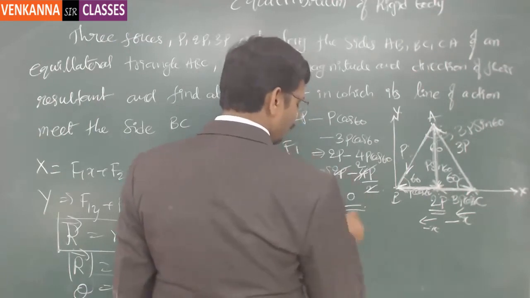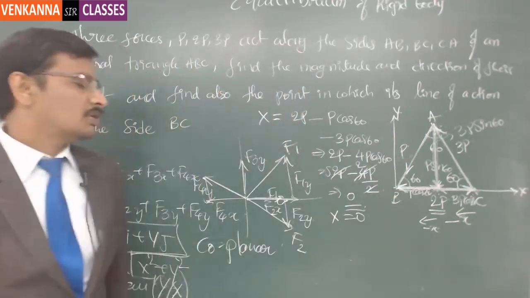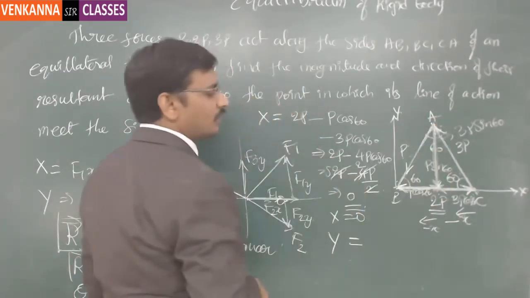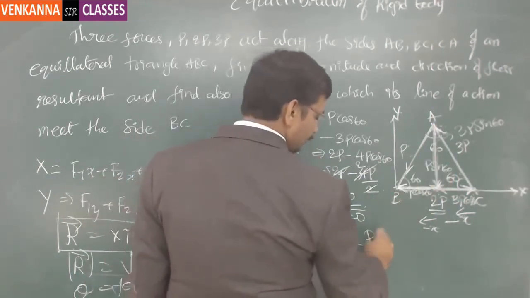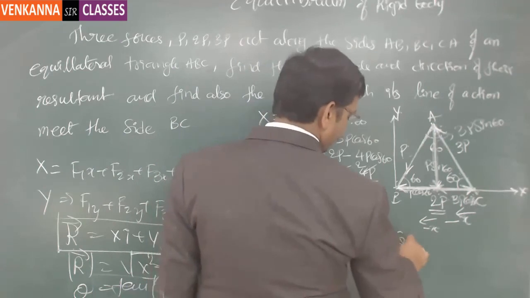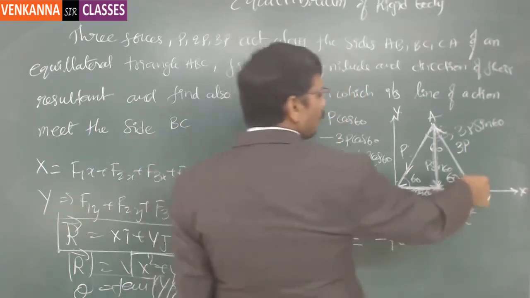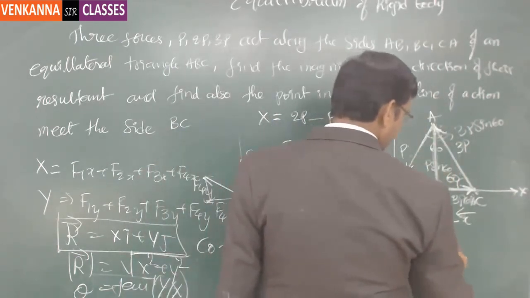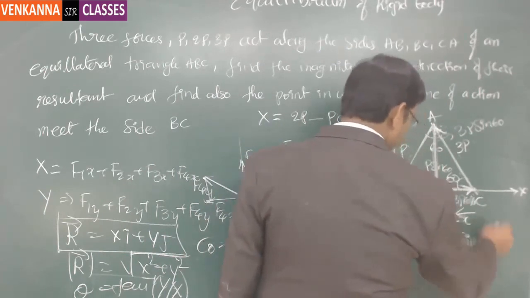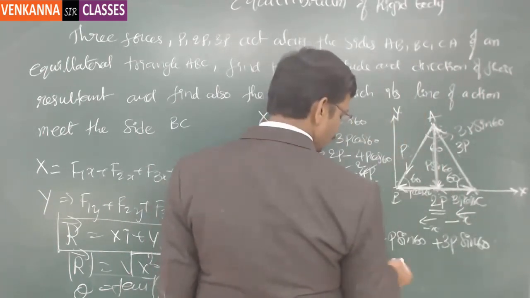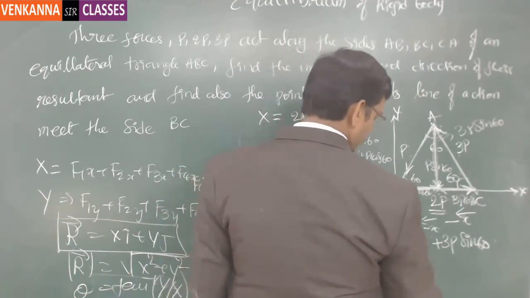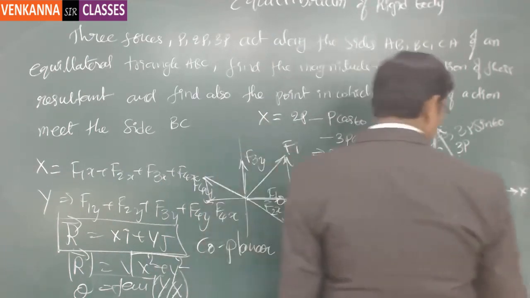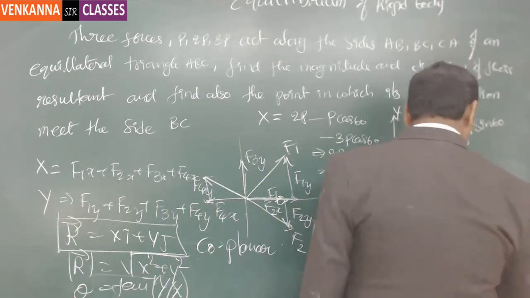Now we have to calculate y in exactly the similar manner. The y component will be, for this component, a downward vertical component of magnitude P sin 60 in the negative direction, minus P sin 60, and one positive component because of 3P in the upward direction, plus 3P sin 60. So 2 times P into sin 60. Sin 60 is root 3 by 2, so this 2 will cancel out. Root 3 P is the y component.